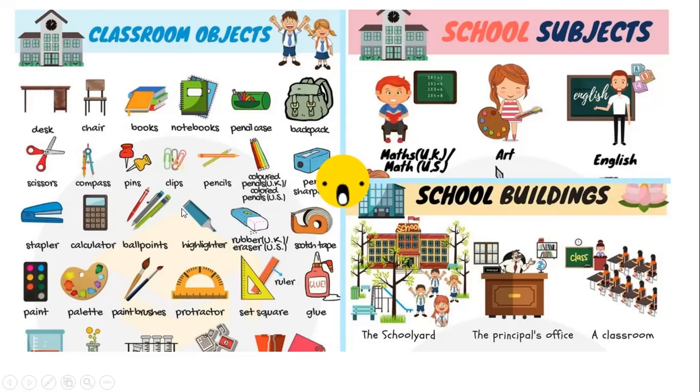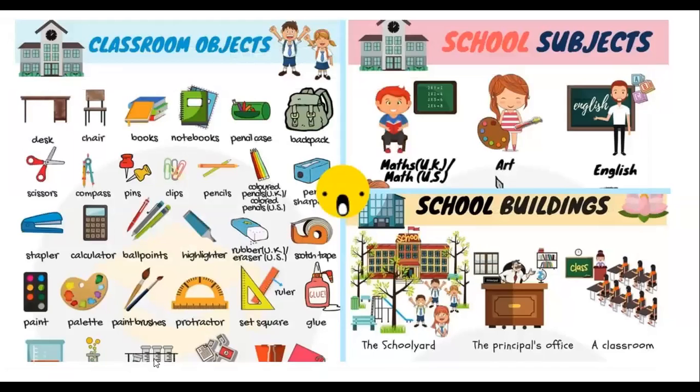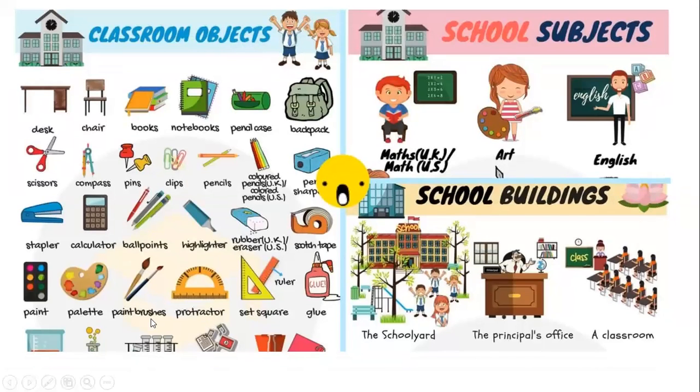pencil sharpener, stapler, calculator, ballpoint, highlight, rubber in the UK, or eraser in the US. Scotch tape, paint, palette, paint brushes, protractor, set square, excuse me, glue, and some others that I cannot see here, so we are not going to use it.